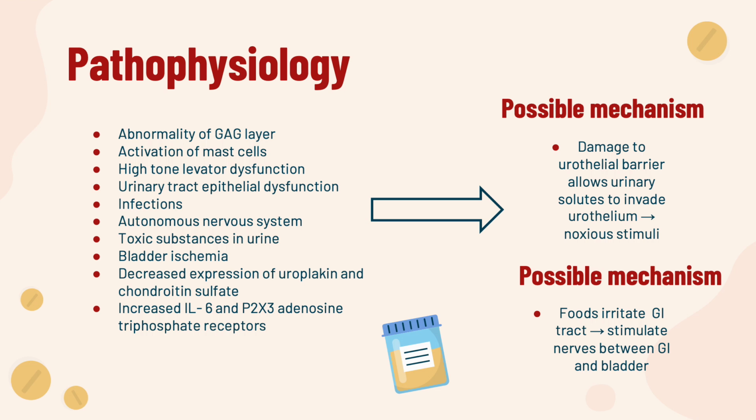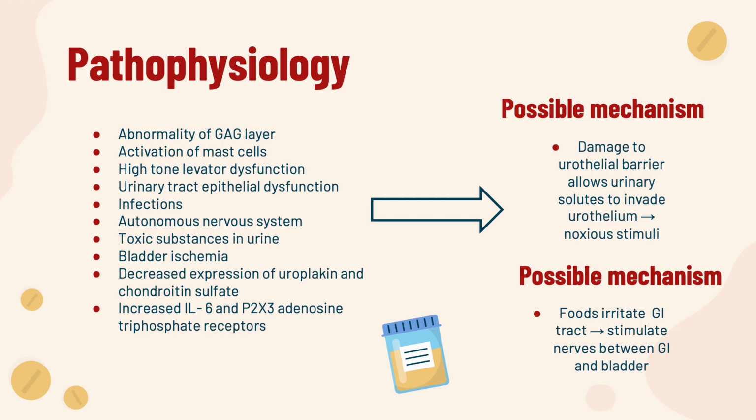The underlying cause of IC is unknown. However, there are many theories as to the pathophysiology. The most prominent proposed etiology is a defect in the GAG layer. Other proposed etiologies include an abnormal activation of mast cells, high-tone levator dysfunction, perceived to be related to the bladder ischemia, autonomic nervous system with afferent sensory hyperactivity, and submucosal microvascular abnormalities.